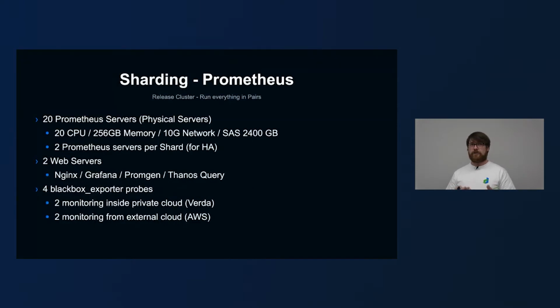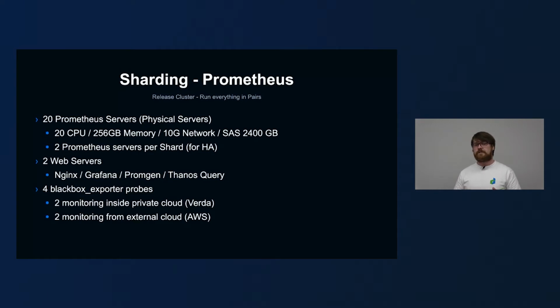Digging into our release cluster a little bit, currently we're running it on about 20 Prometheus servers. All of these are typically physical servers. They have about 20 CPUs, 256 GB of memory, a 10 gig network, and about 2 terabytes of space. For high availability purposes, we're always running pairs of every Prometheus server, so 2 Prometheus servers per shard.